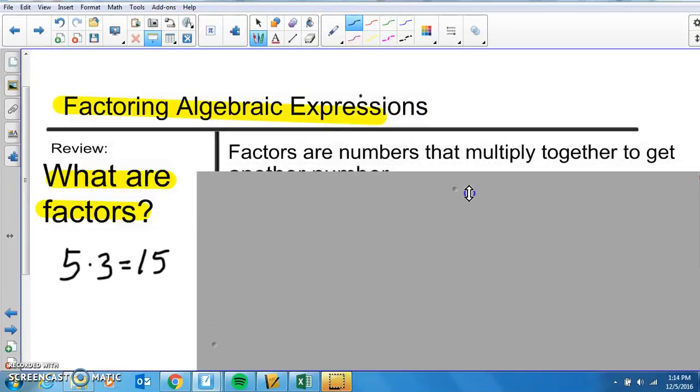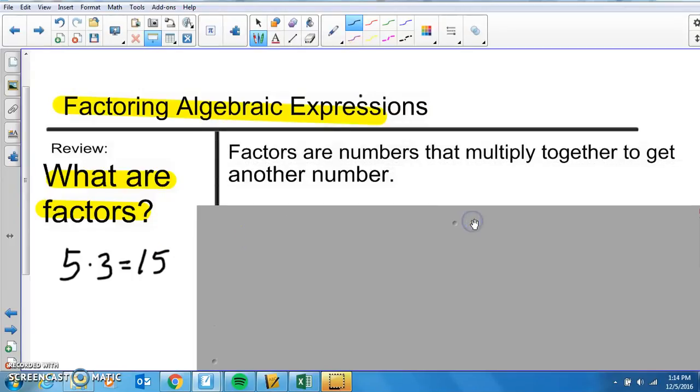As we apply it to what we were working on yesterday, with the distributive property, the number on the outside of the parentheses and everything on the inside counts as the factors. So factors are numbers that multiply together to get another number. If you'll copy this down: factors are numbers that multiply together to get another number. 5 times 5 is 25, so the factors are 5 and 5.